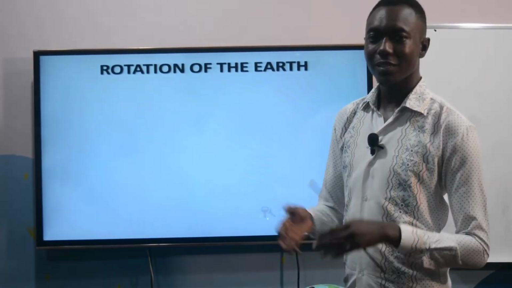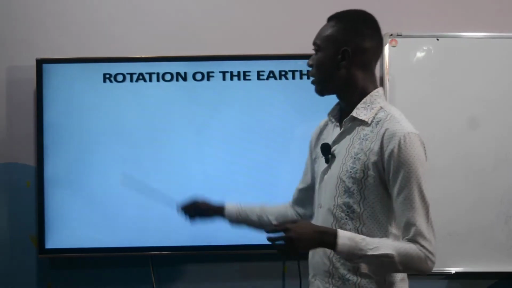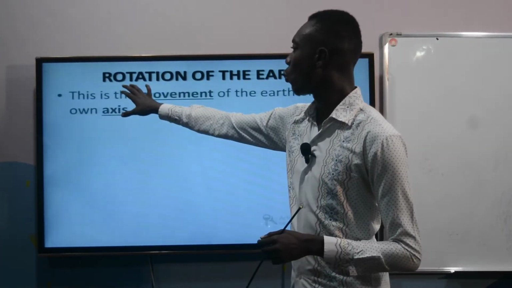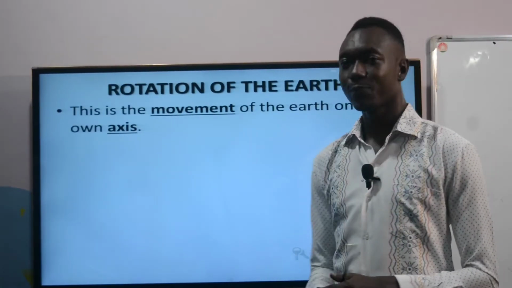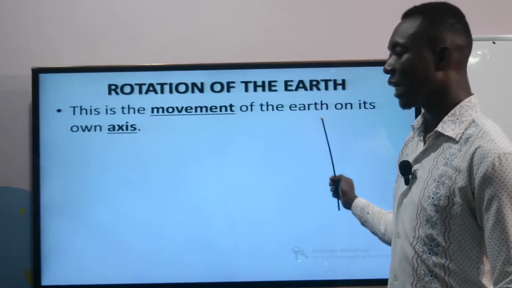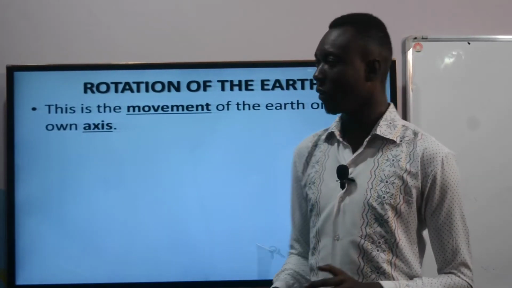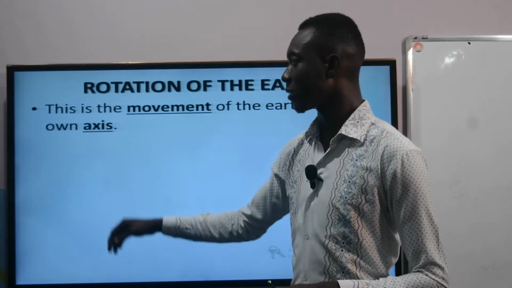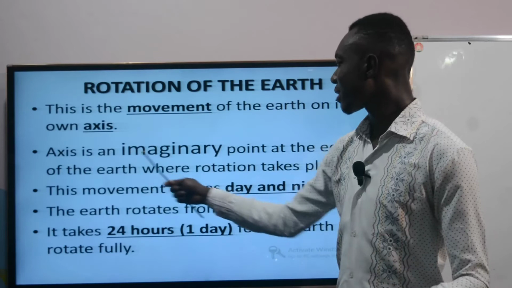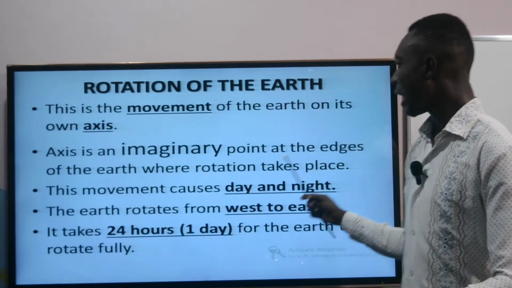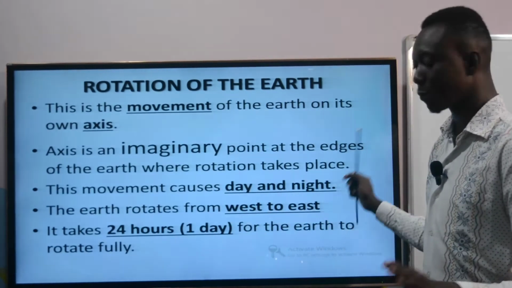It's a scientific word, yet we need to explain what it is. First, we need to know rotation. Rotation of the earth is the movement of the earth on its own axis. The key words here are movement and axis. What do we mean by axis? Axis is an imaginary point at the edges of the earth where rotation takes place.